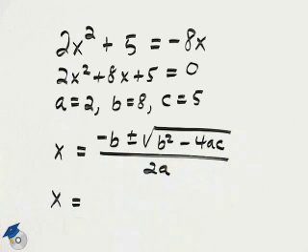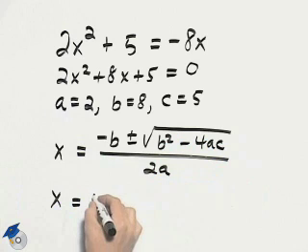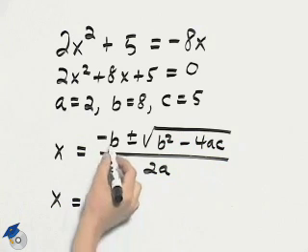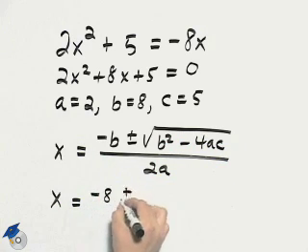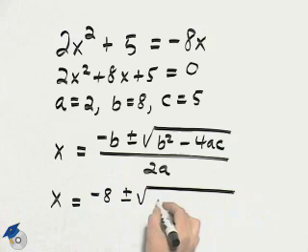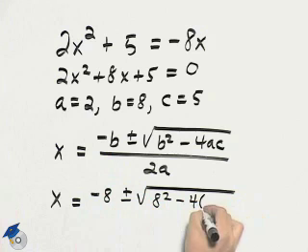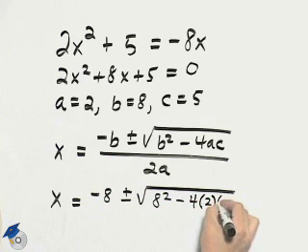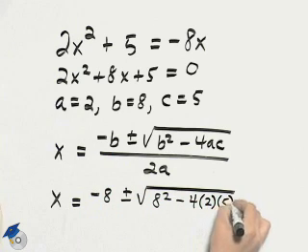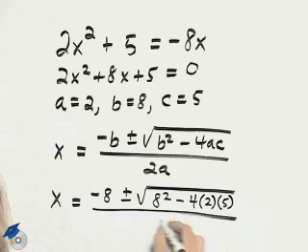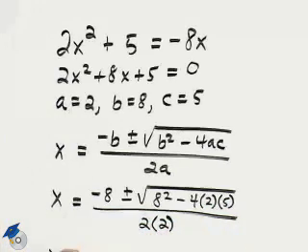Now substituting in the values that I found, I'll have the opposite of b, which is going to be negative 8, plus or minus b squared. So 8 squared minus 4 times a, which is 2, times c, which is 5. That will be all over 2 times a, and a is 2.